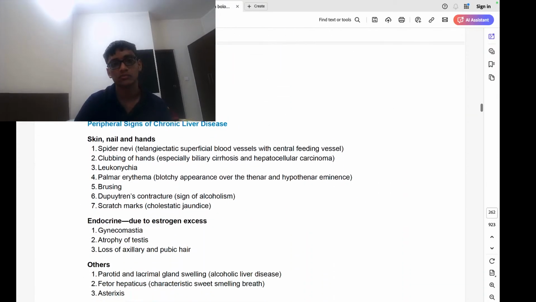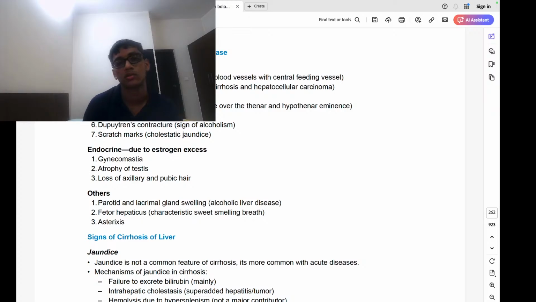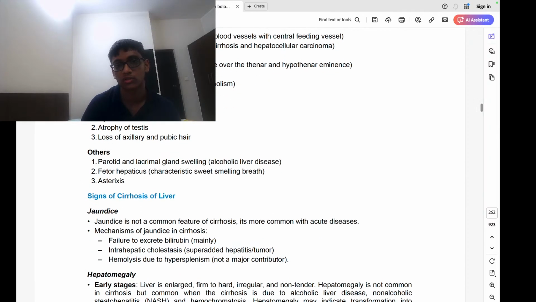Okay. Peripheral signs of chronic liver disease: you have skin, nail, and hands. Skin: you have spider naevi, telangiectatic superficial blood vessels with a central feeding vessel. Clubbing of hands, especially in biliary cirrhosis and hepatocellular carcinoma. Then leukonychia, palmar erythema, a blotchy appearance over the thenar or hypothenar eminence. Bruising will be seen. Dupuytren's contracture is a sign of alcohol. Then scratch marks, cholestatic jaundice.